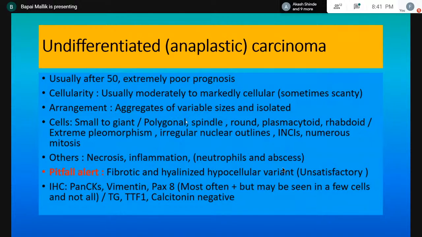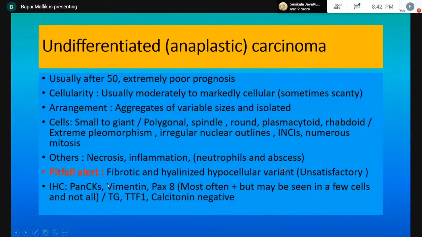Irregular nuclear outlines. Sometimes they may show intranuclear cytoplasmic inclusions, but I don't think that is going to be a problem because the amount of pleomorphism is so marked that you are not going to call it a papillary thyroid carcinoma. No, you won't. Others, you can find necrosis, inflammation. You can actually have these tumors as an undifferentiated component arising in a papillary thyroid carcinoma. That can make things very difficult. But there is a particular variant, a hyalinized and hypocellular variant, which is fibrotic, which can give you very, very hypocellular smears with a few cells here and there, and you might miss it.